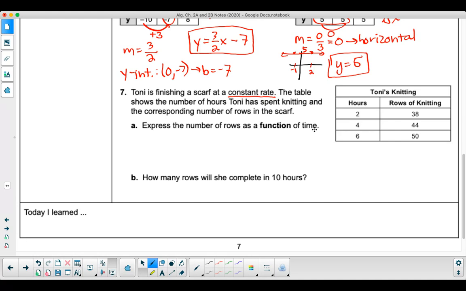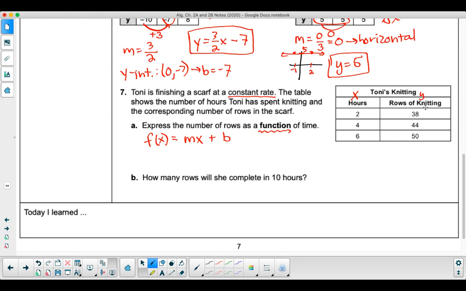So since it's a function of time, that means hours is our independent variable. So that's going to be our x. And then our rows of knitting depends on how long she has been knitting. So that's your y, your dependent variable. So as a function, anytime we see function, we're going to go back to function notation. So we'll call this f of x. And it's a constant rate, so we know it's going to be linear. So we're looking at mx plus b. All right, so we're looking for our slope and our y-intercept here.